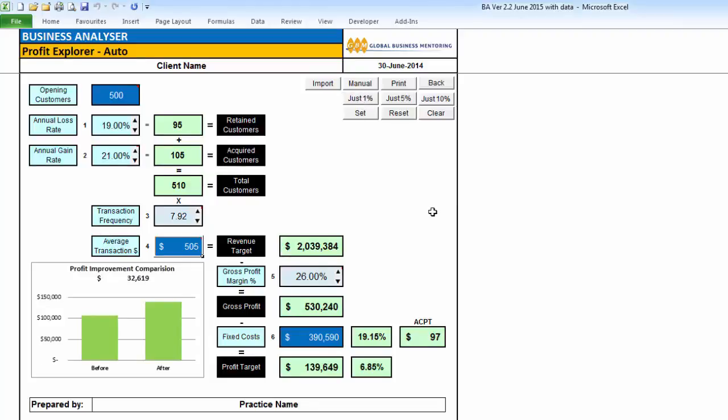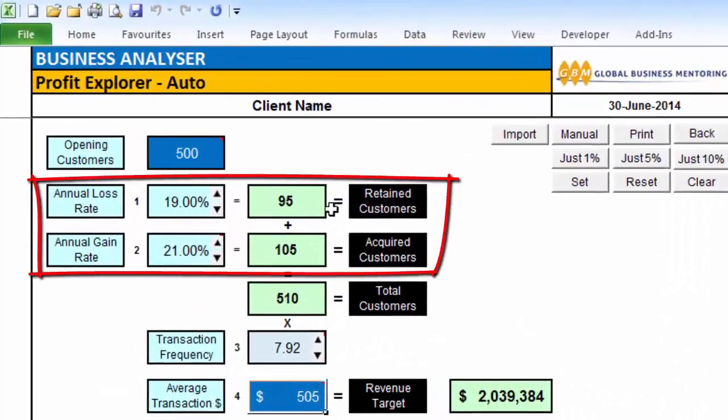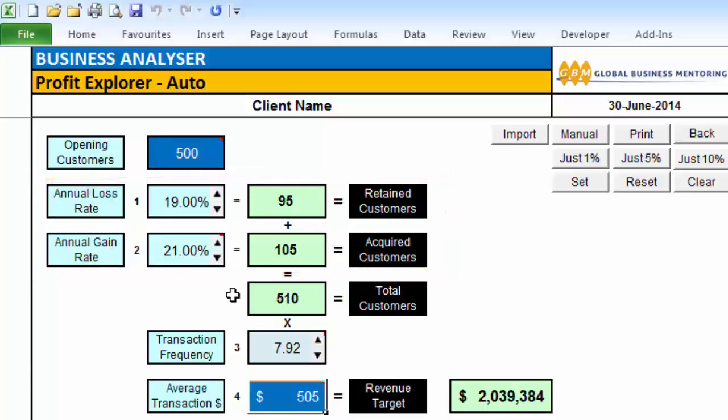You can see now that each of the profit drivers' annual loss rate of customers has reduced to 19%, annual gain rate has increased to 21%, and what that's done is added 10 additional customers to the business for the year, starting at 500 and now it's 510. The transaction frequency also increased by 1%, going up to 7.92, and the average transaction value also increased by that 1% from $500 to $505.